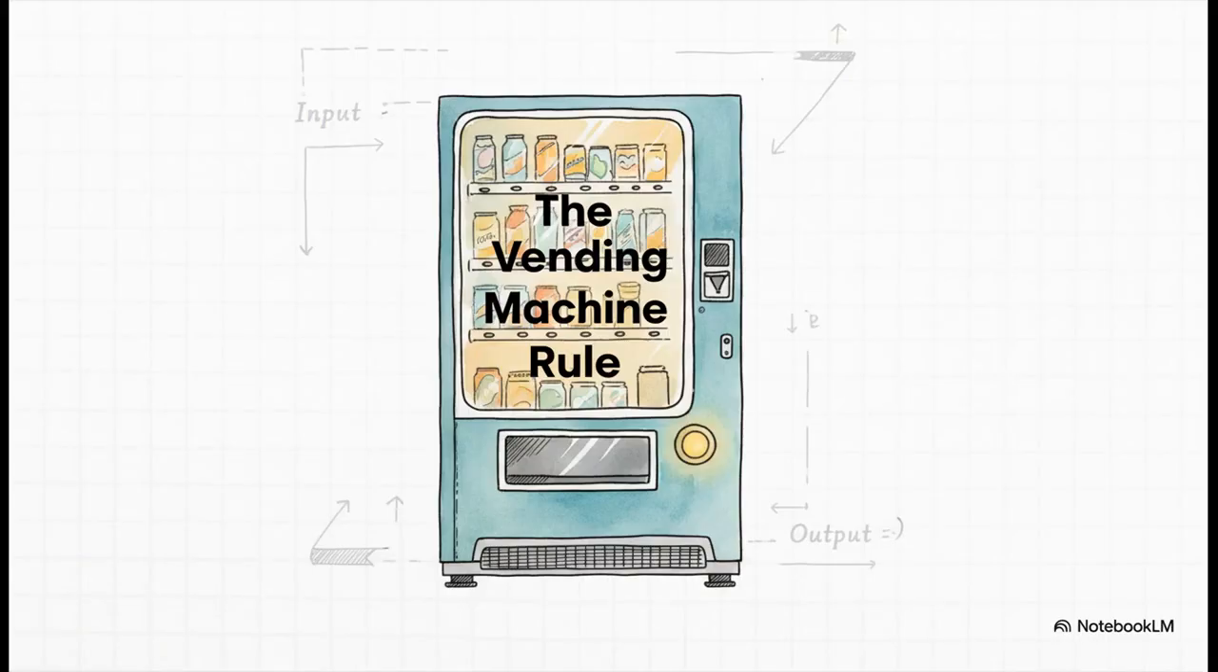And to get this idea locked in your brain forever, you only need to remember one thing. That's it. Just one core idea: the vending machine rule. If you can remember this little story, you'll be able to spot a function from a mile away.